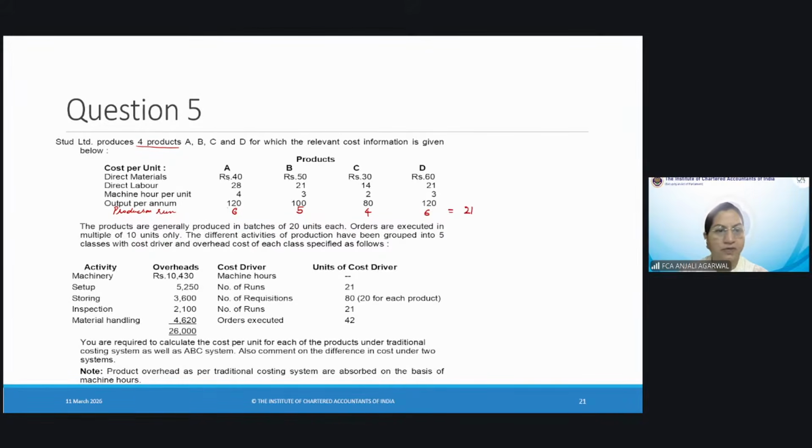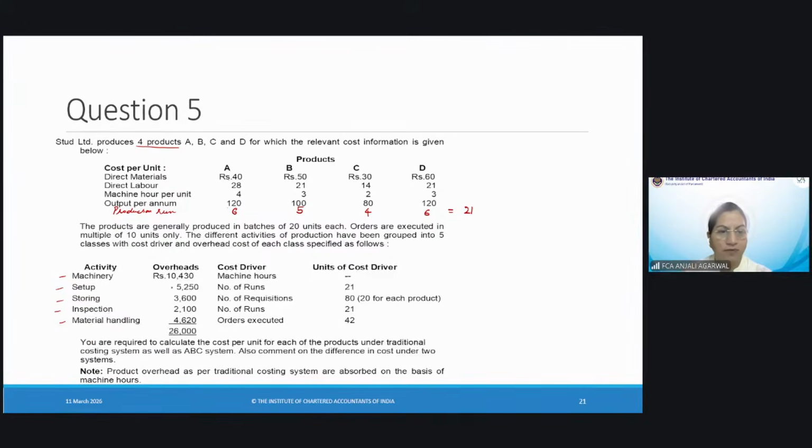Then orders are executed in multiples of 10 only. The different activities of production have been grouped into 5 classes with cost drivers and overhead cost. So these are the 5 reasons why the cost of overheads has come up: because of machinery, because of setup cost, because of storing, because of inspection, and because of material handling.